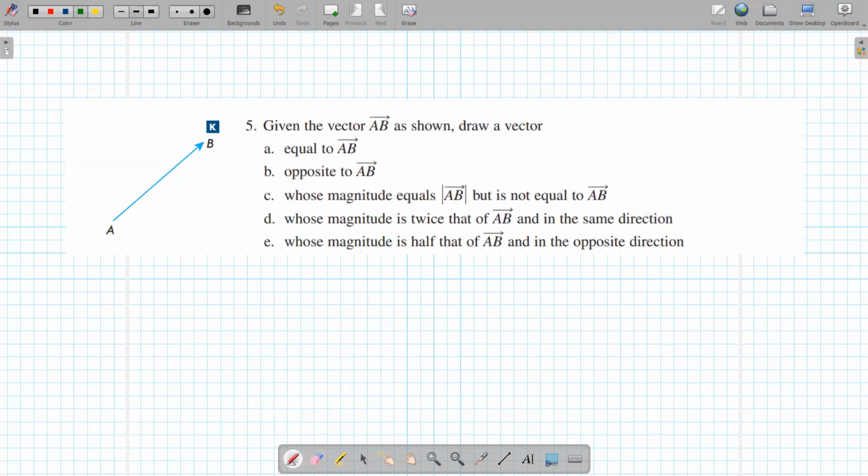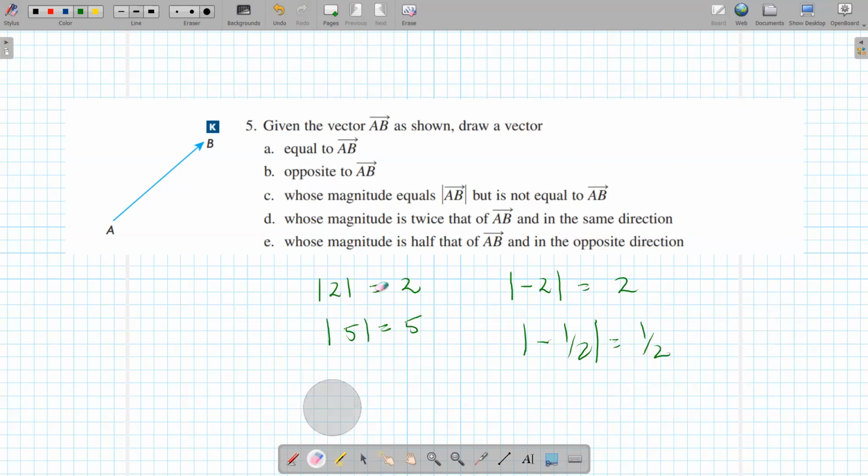Check this out. The absolute value of 2, it's already a positive number, it's still gonna be 2. The absolute value of 5 is going to spit out 5. But if you plug a negative number in there, the absolute value of negative 2, it's going to spit out positive 2. It always gives you the positive number, regardless of the sign. The absolute value of negative 1 over 2 is going to be 1 over 2. So that's the absolute value function.